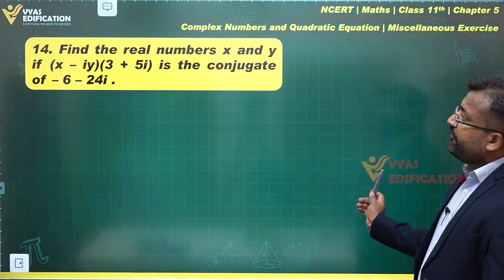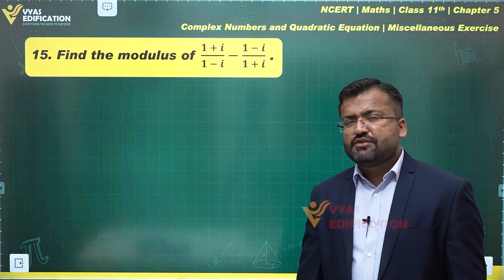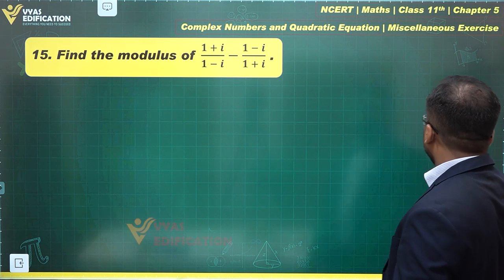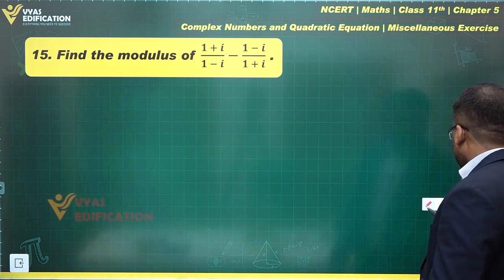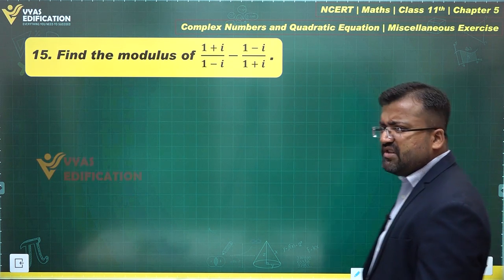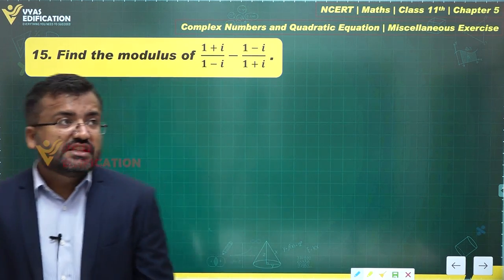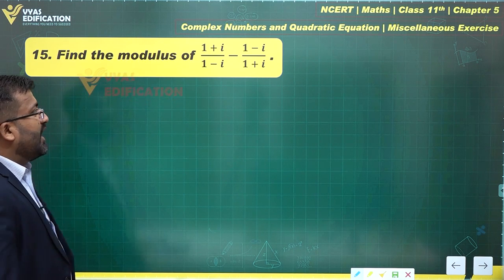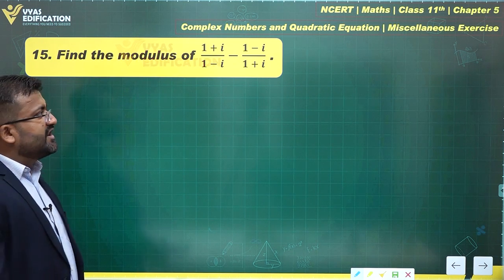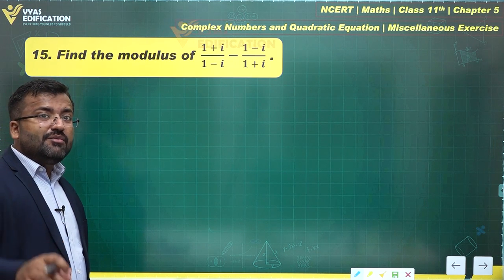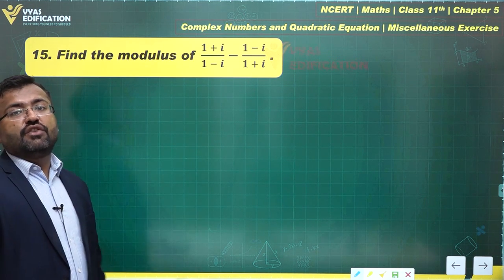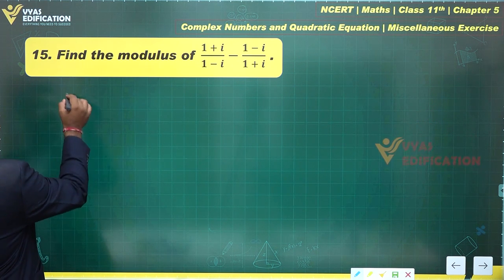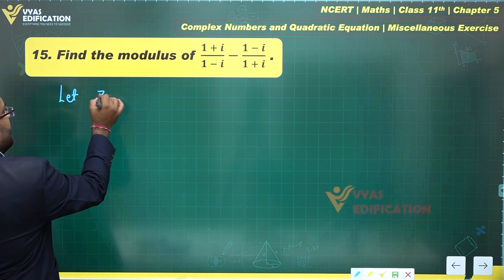Let's move further and talk about this one. 15th, find the modulus of this expression over here, this complex number. If you are supposed to find the modulus, we'll have to simplify first, right? Since the complex numbers are in addition and subtraction, a lot of things are happening over here. They're not in multiplication and division. Had they been only in multiplication and division, we could have applied properties of modulus. But here we cannot apply properties of modulus directly. What we'll have to do is simplify first.